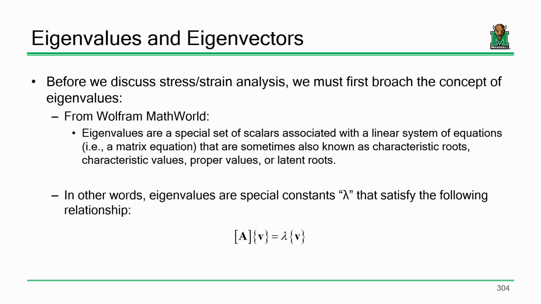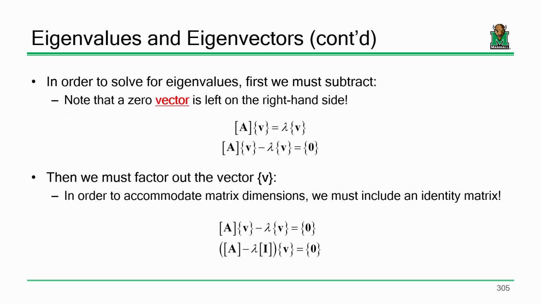We have eigenvalues, and with each eigenvalue, we have an associated eigenvector, okay? So we'll explore how you determine that today. It's not terribly difficult. In terms of derivation and actually getting to the problem, it's actually pretty simple.